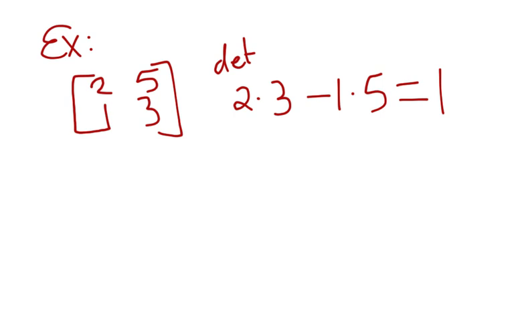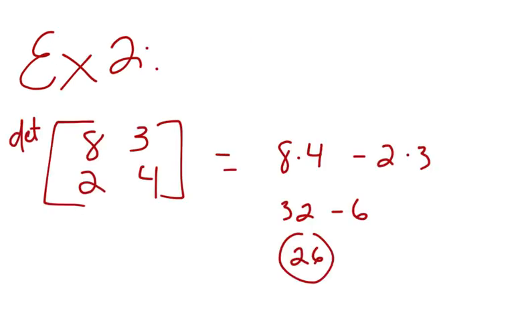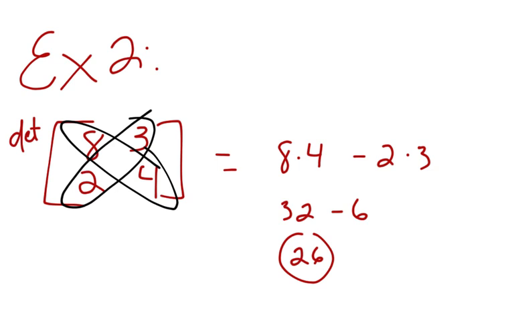Alright, here's an example. This 2x2 matrix, we have 2, 5, 1, 3. And so 2 times 3 is 6. And 5 times 1 is 5. Subtract them, gives you 1. This is a very, very simple one for a 2x2. With 3x3 matrices, it takes a little more math. Example 2, 8 times 4 is 32. 3 times 2 is 6.